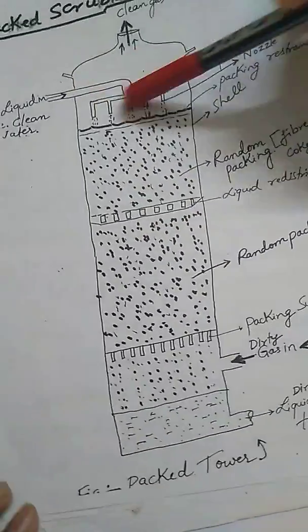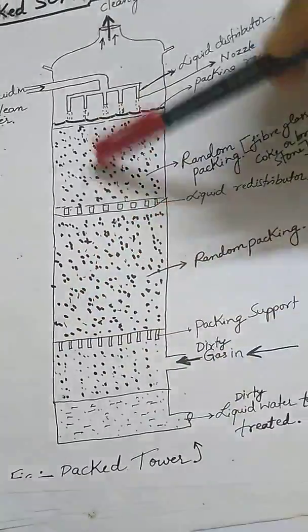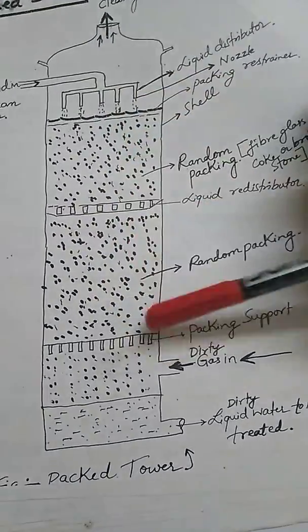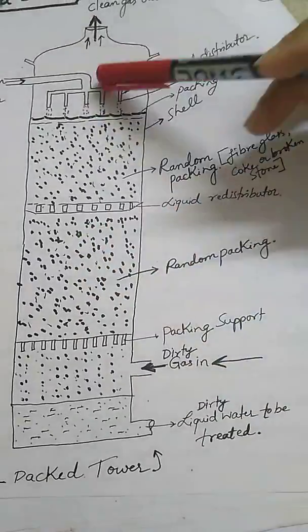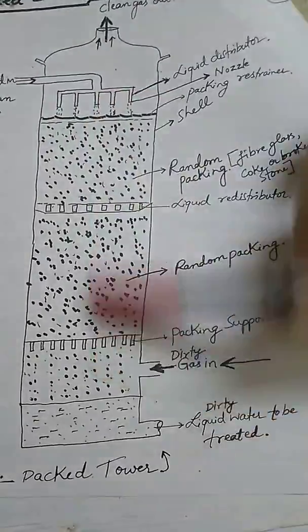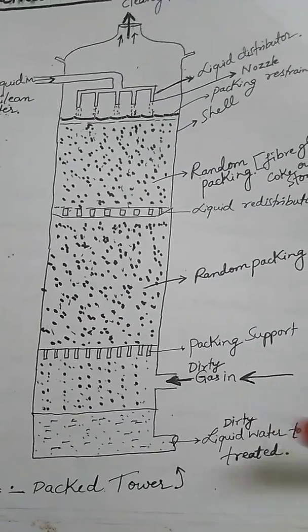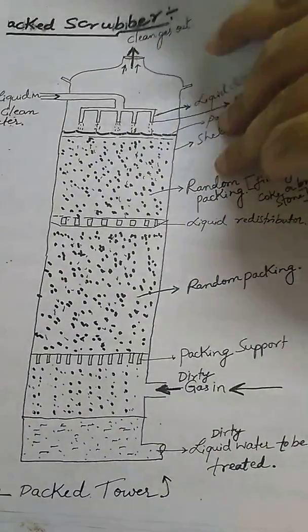these water sprays. Now the gas wants to move like this, but as it is getting filled by the broken glass and your coke and stone, the suspended particles will be getting arrested in this, and since we are spraying water, these suspended particles, the dirty water, will be collected here downside, and at the top we are going to get the clean air from the packed scrubber. This is regarding the different types of scrubbers we are going to have.